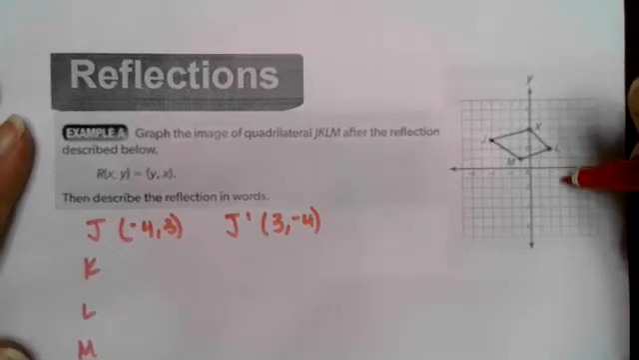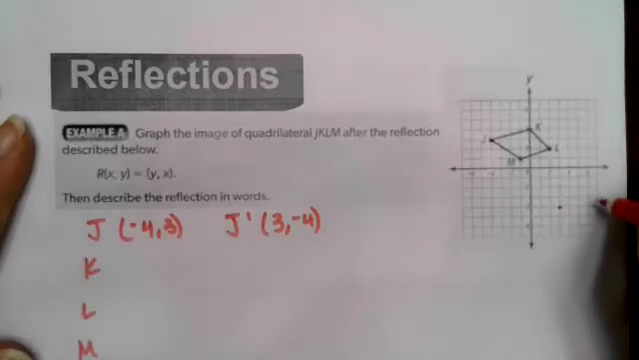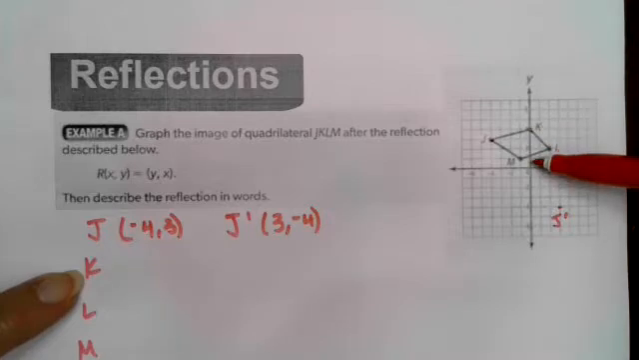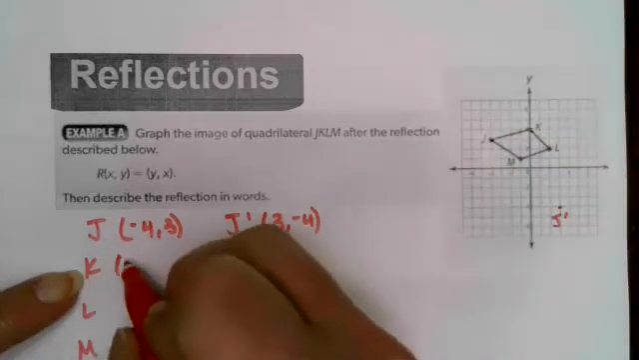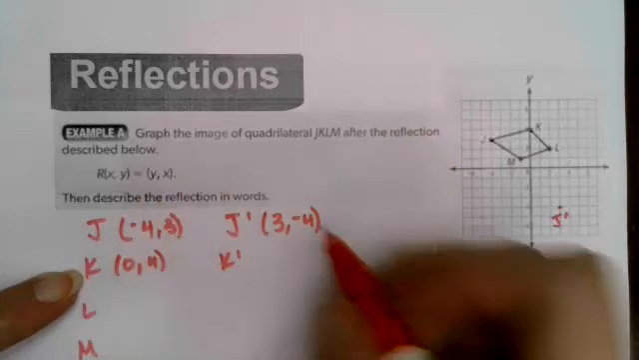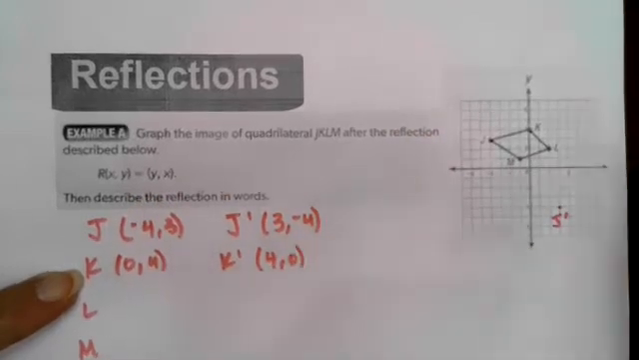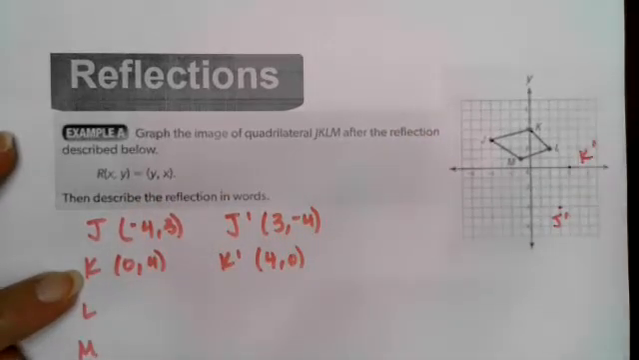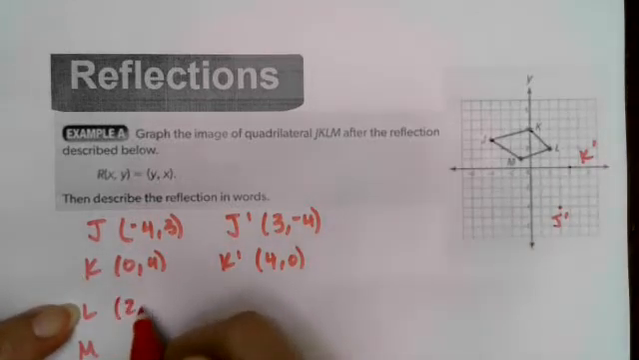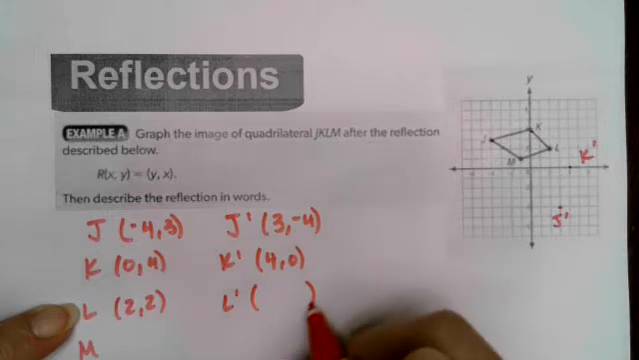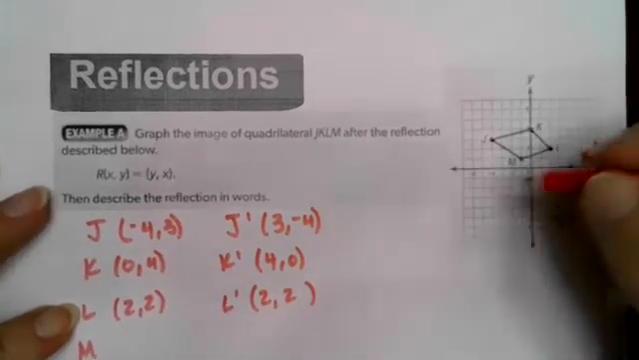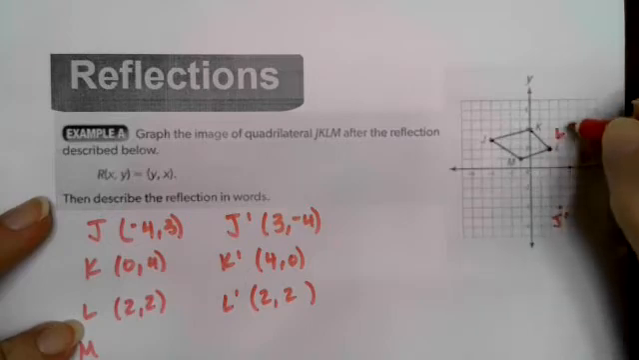Let me go ahead and plot that point. So here is my J prime. All right, looking at K, I have 0, 4. So for my K prime, I'm going to switch the X and the Y coordinates. So I will have 4, 0. Here's my K prime. My L is the point 2, 2. So my L prime is going to switch these. Well, they're the same. So L prime is the same as L. So it's the same point here.